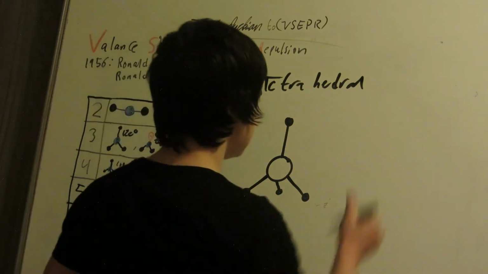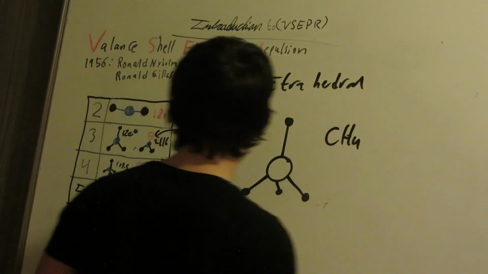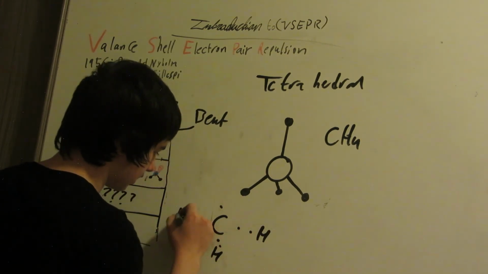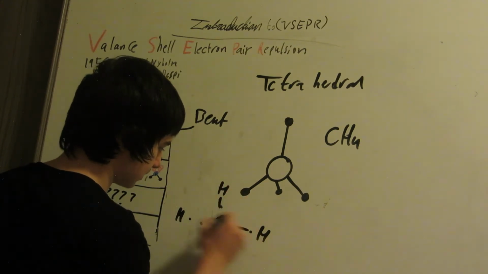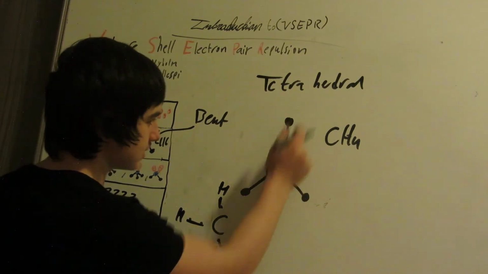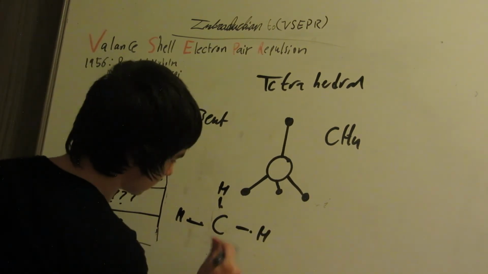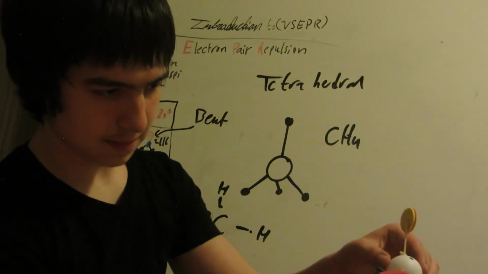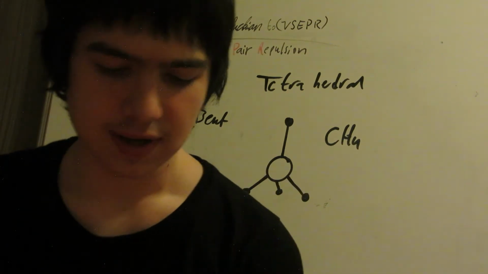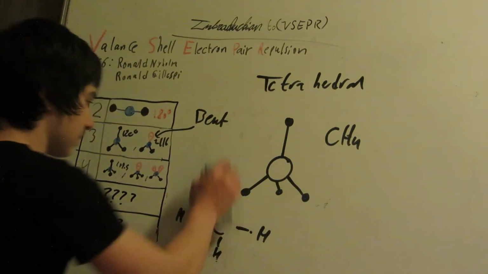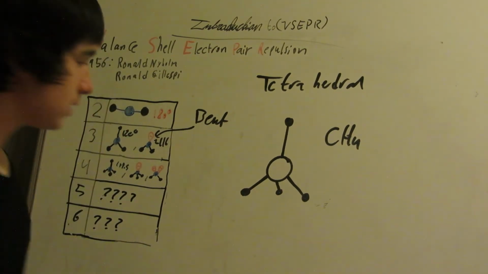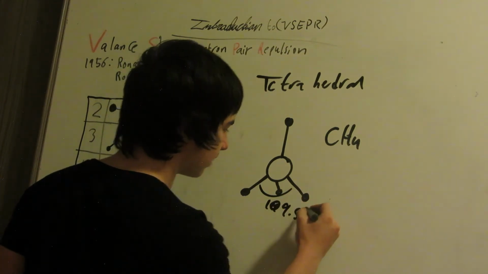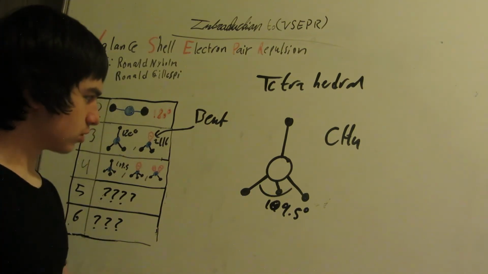An example of that can be CH4, methane. So we have carbon, hydrogen, hydrogen, hydrogen, hydrogen. Single, single, single, single. That's a good example of a tetrahedron. As you can see, the carbon atom is over here, and the hydrogens are just around it. And the bond angle of such a shape is going to be 109.5 degrees. So that's the bond angle for a tetrahedral.